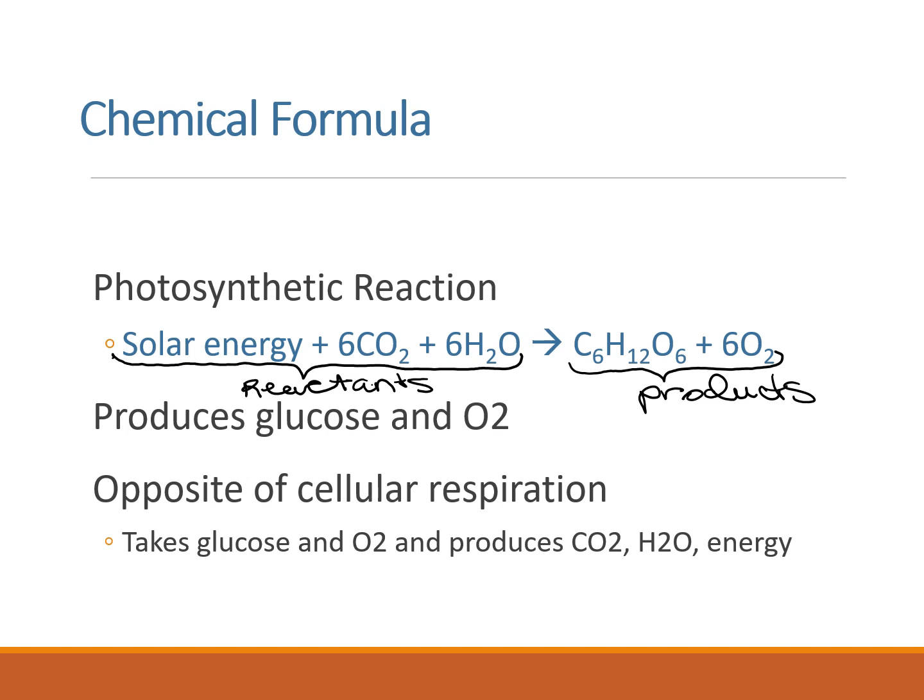So normally we write the sunlight over the top of the arrow, but sometimes you'll see it at the beginning. What this is showing is that the same number and kind of atoms that you started with, the reactants, you're going to end up with. They're just going to be in a different arrangement. So you have 6 carbons that you started with in carbon dioxide. We're going to see that there are still 6 carbons after the reaction, but now it's stored in glucose.